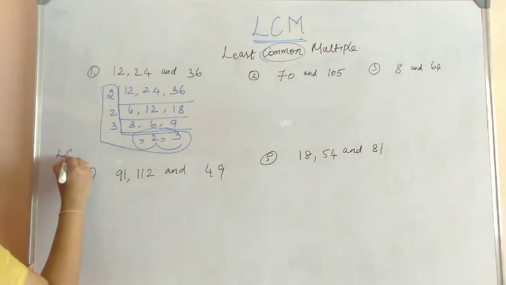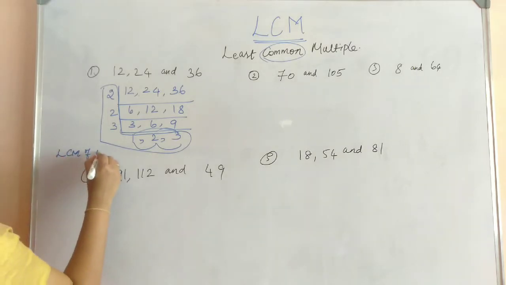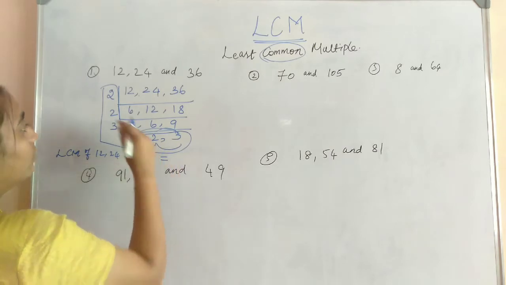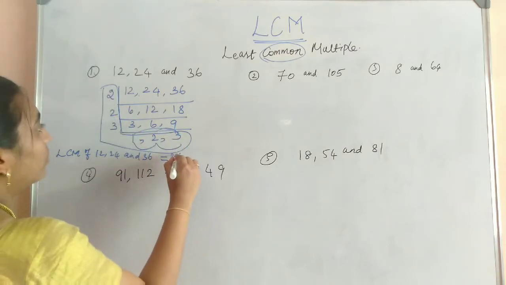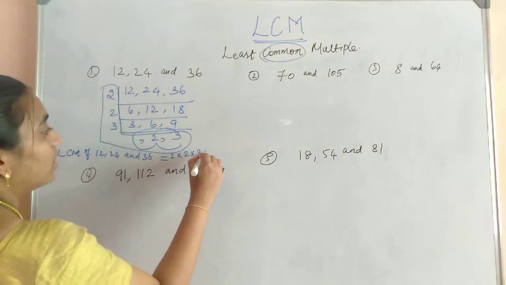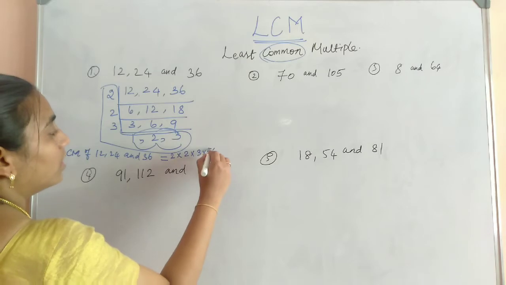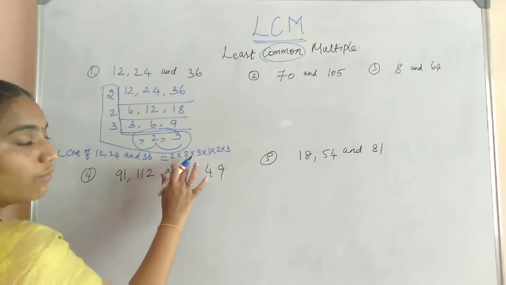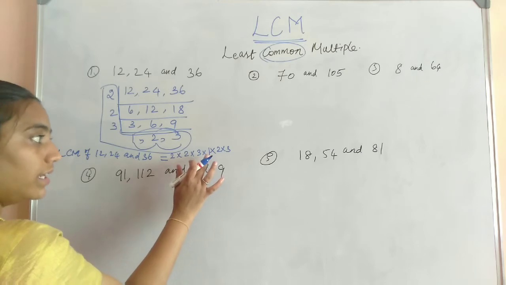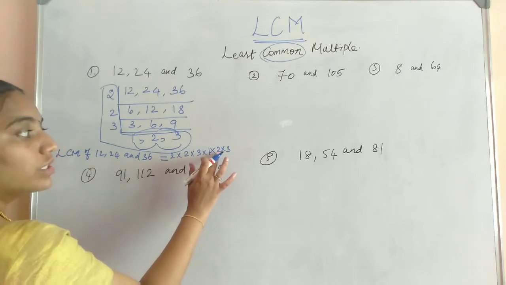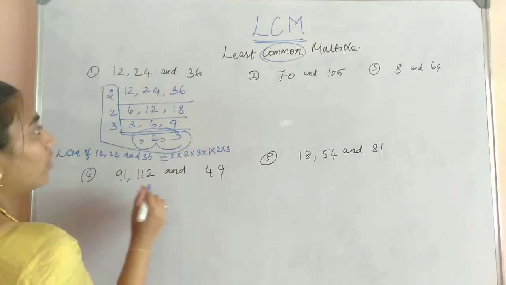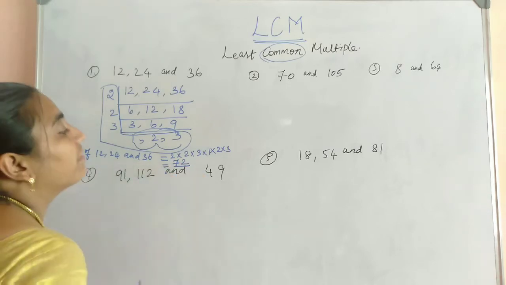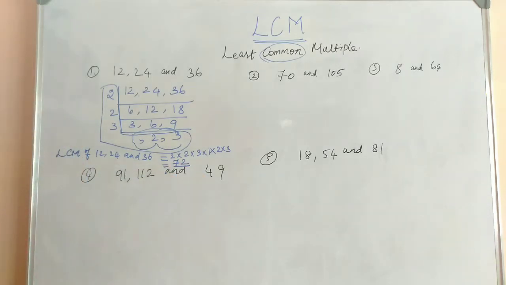So LCM of 12, 24 and 36 is equal to, you just multiply these numbers: 2 into 2 into 3 into 1 into 2 into 3. Just multiply. 2 2s are 4, 4 3s are 12, 12 into 1 is 12, 12 2s are 24, 24 3s are 72. So the LCM of the given numbers is 72.